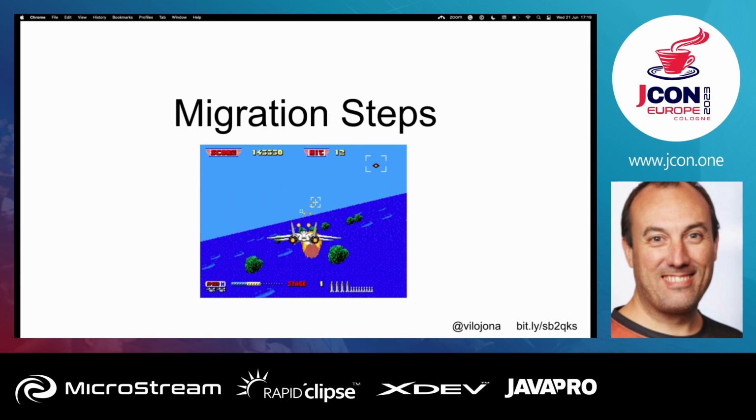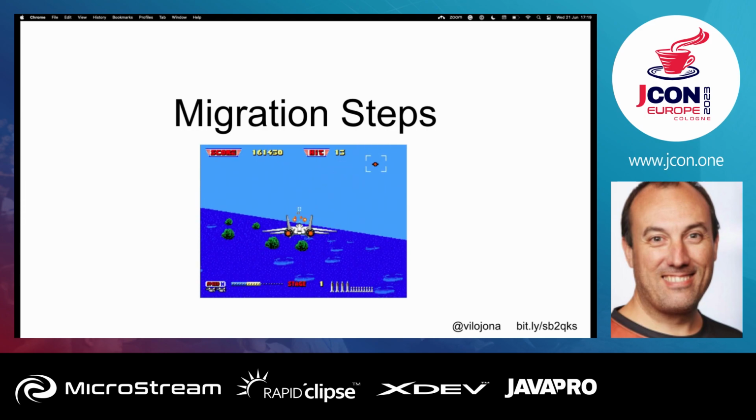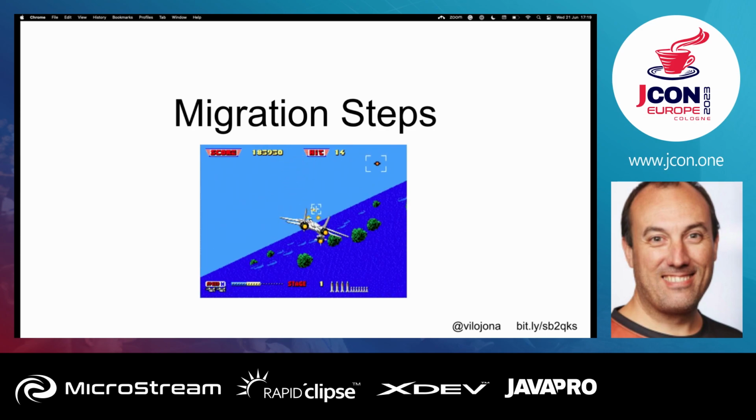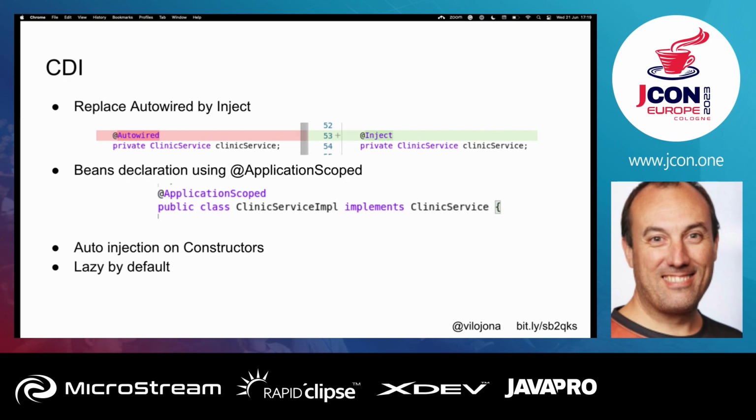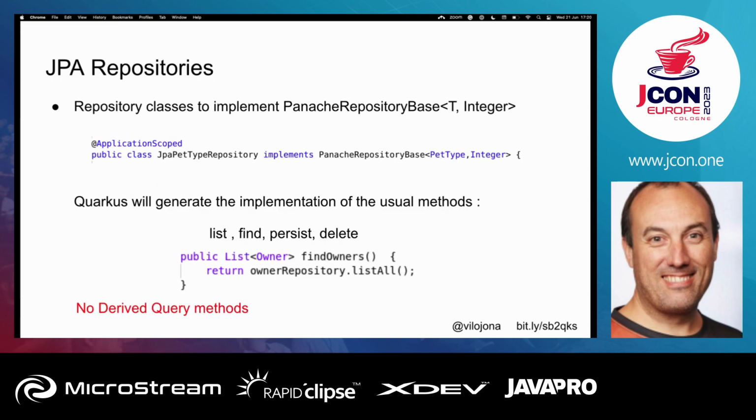So now we know what is Quarkus, we know what is GraalVM, we know which is the project. So let's see which are the migration steps. Basically, with the CDI, it's a string replace. We are going to replace the annotation Autowired by Inject. That's it. It also has auto-injection on constructors, and also it's lazy by default. So it's easy, just string replace.